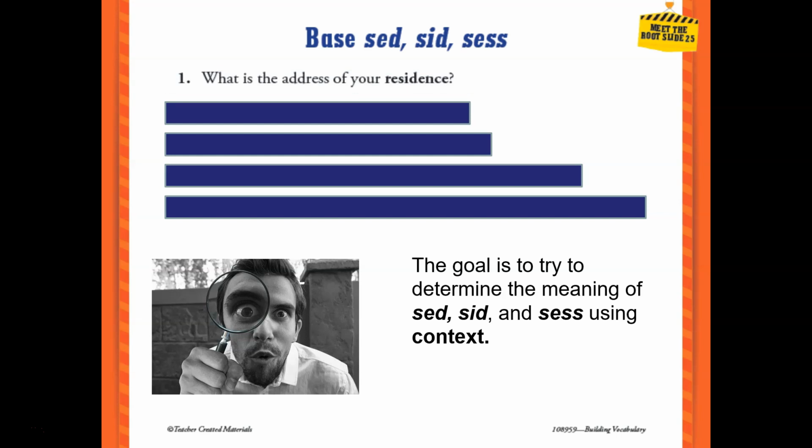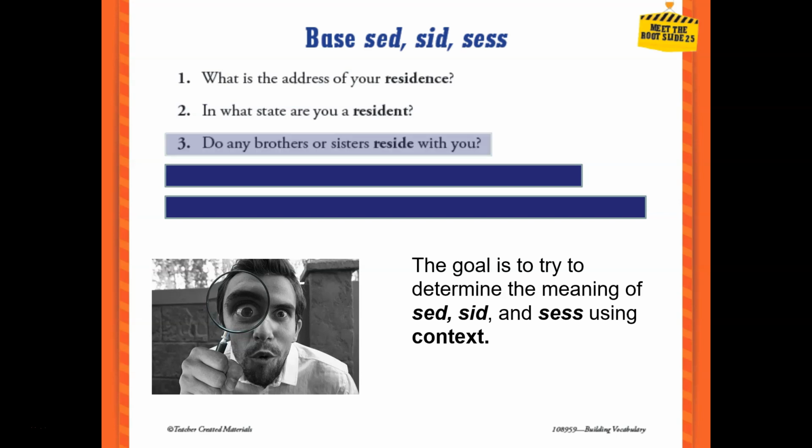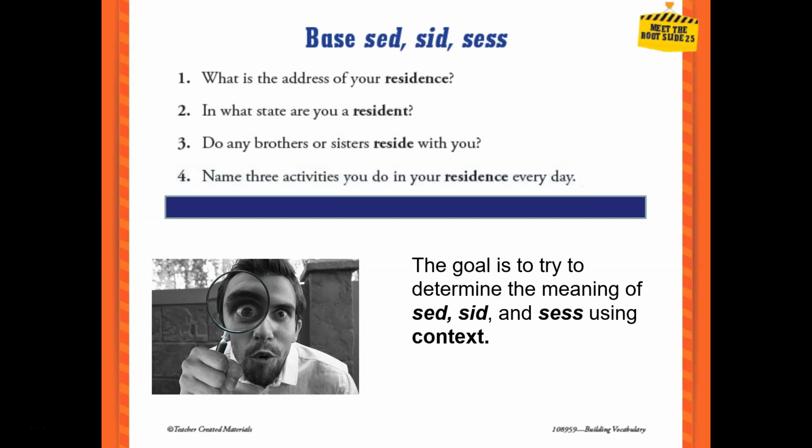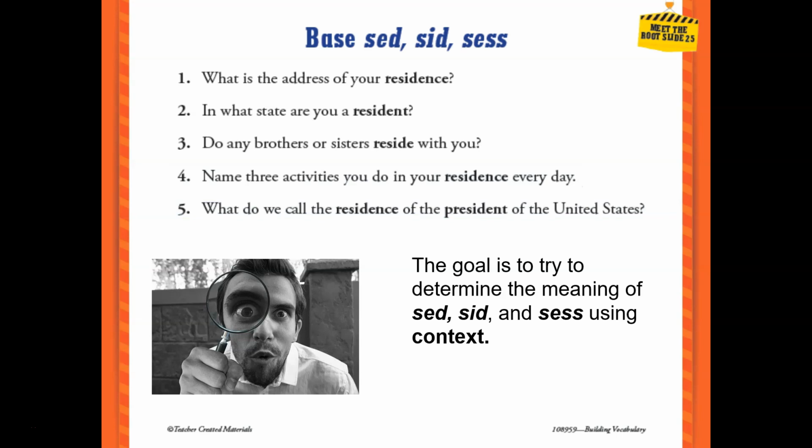And so number one, what is the address of your residence? Number two, in what state are you a resident? Number three, do any brothers or sisters reside with you? Number four, name 3 activities you do in your residence every day. And our last one, what do we call the residence of the President of the United States? And I'll give you just a few moments to internalize and digest those 5 questions and try to come up with the meaning of SED, SID, and SESS using only context.